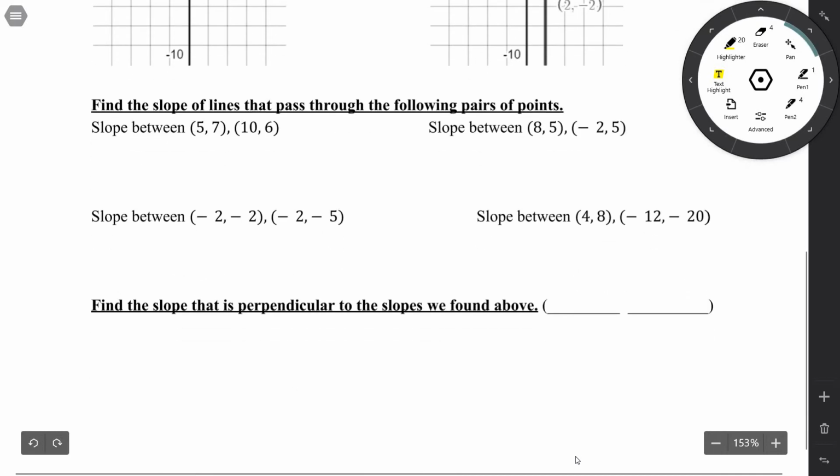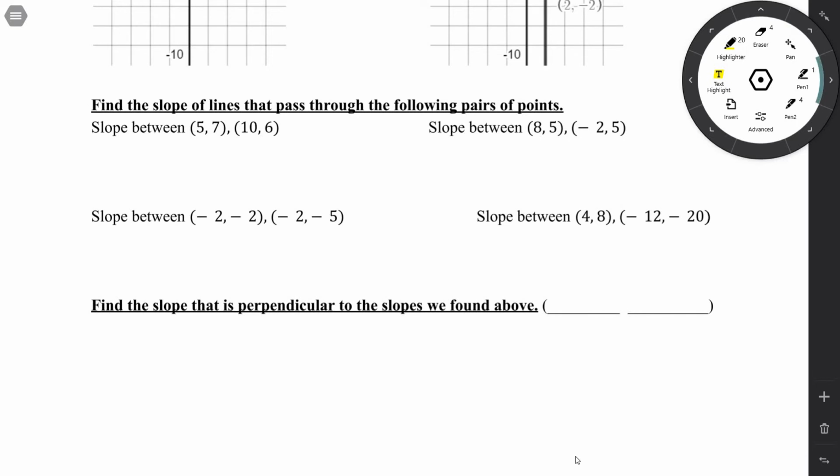Let's do some work to really get this back between our hands and the paper here. Let's see. Find the slope of lines that pass through the following pairs of points. Slope between (5, 7) and (10, 6). Well, change of y over change of x. So you can do this a couple different ways. I always just take the first pair minus the second. So that would be 7 minus 6 over 5 minus 10. And that would simplify to 1 over negative 5.